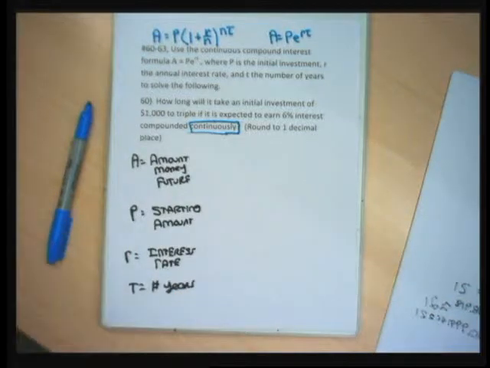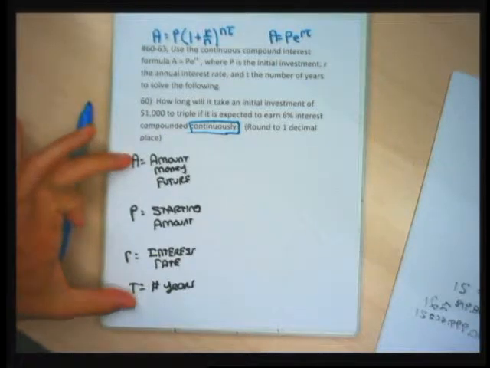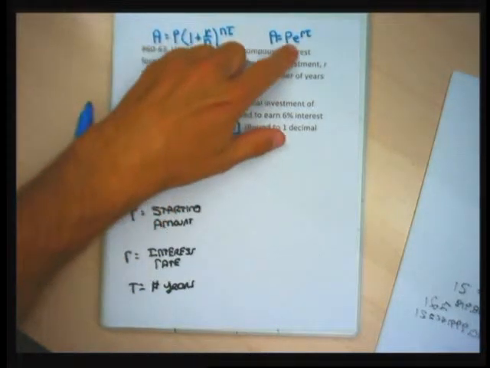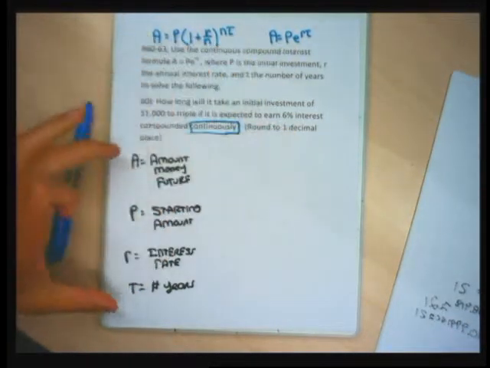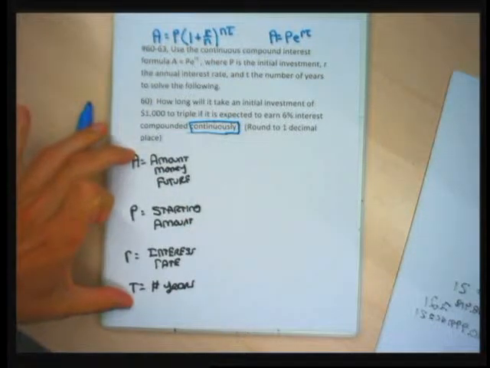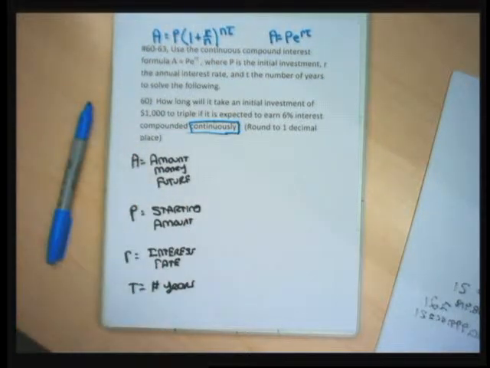So in order to solve a money word problem using the A equals P e to the RT formula, the e is 2.718. I don't need to put it in here as an unknown. I know what it equals. But in order to solve a money word problem, you have to have numbers for 3 of the 4 letters so you can solve for the missing letter.